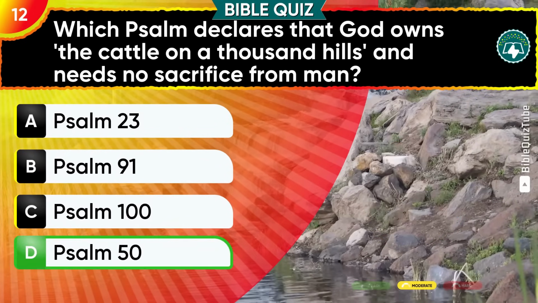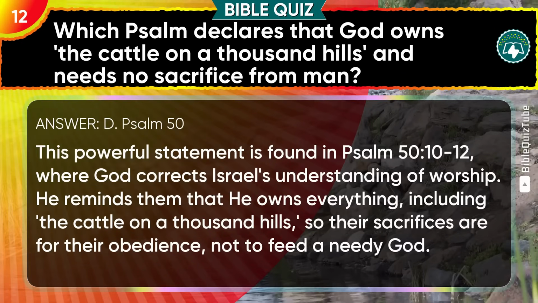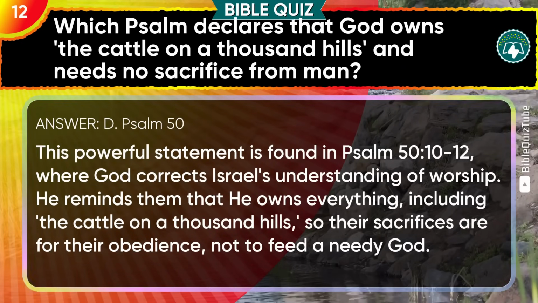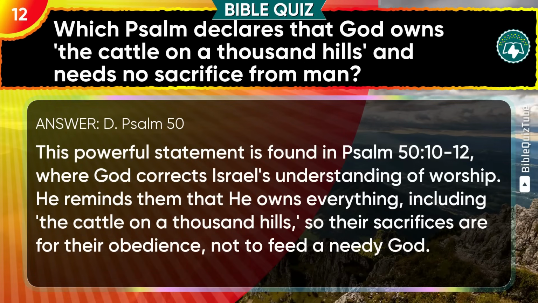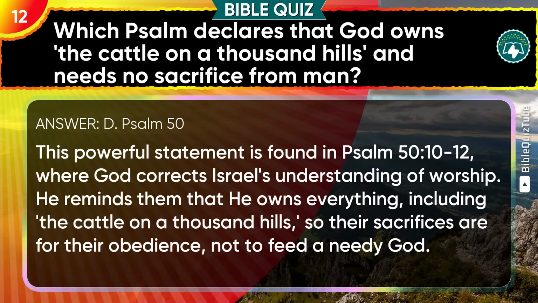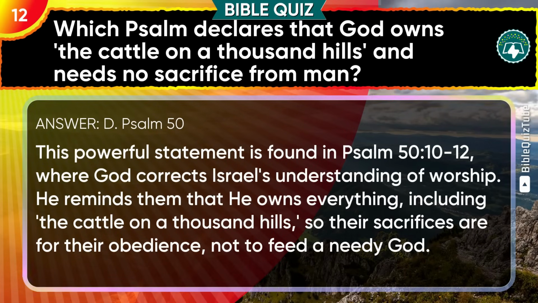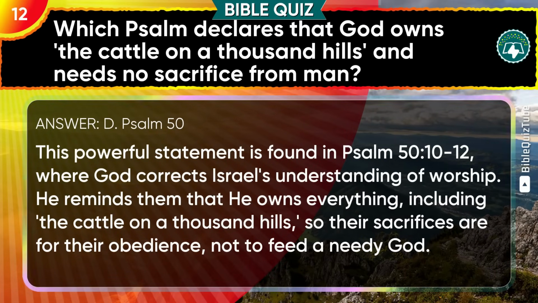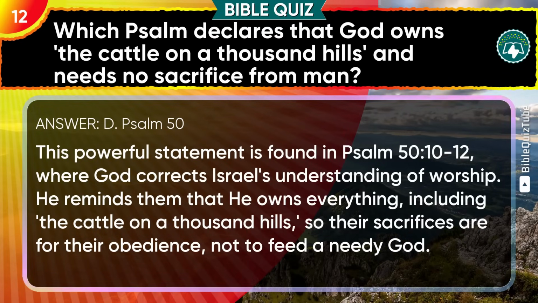Nice work. D. Psalm chapter 50 is the right choice. The explanation. This powerful statement is found in Psalms chapter 50 verses 10 to 12, where God corrects Israel's understanding of worship. He reminds them that He owns everything, including the cattle on 1,000 hills, so their sacrifices are for their obedience, not to feed a needy God.